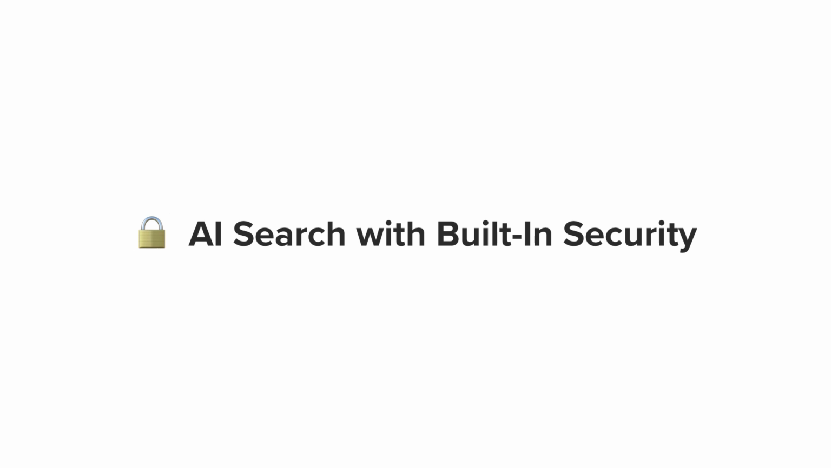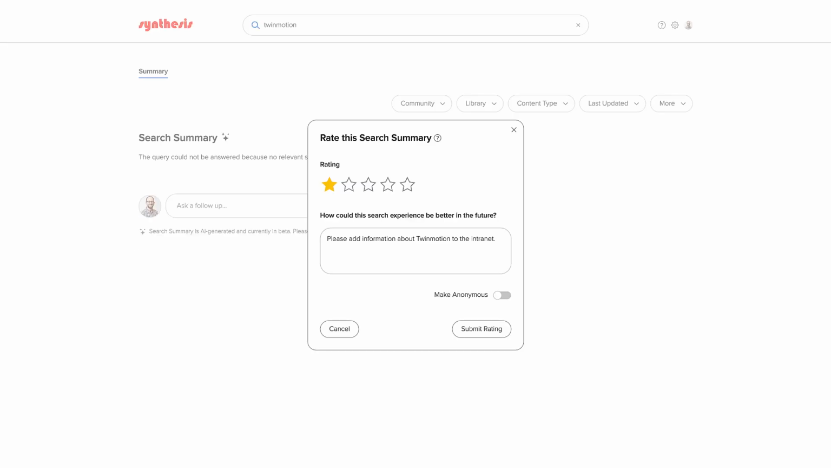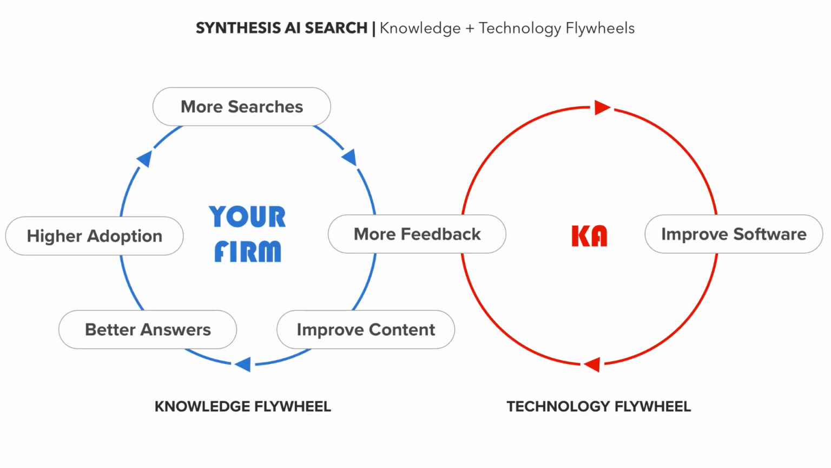Second, when users search and provide feedback through our ratings feature, content managers know what content to add, update, or remove, and knowledge architecture gets more clarity on how to improve Synthesis, creating a flywheel effect that makes knowledge more accessible, accurate, and valuable over time. Synthesis AI Search doesn't just find answers, it fuels continuous knowledge improvement.